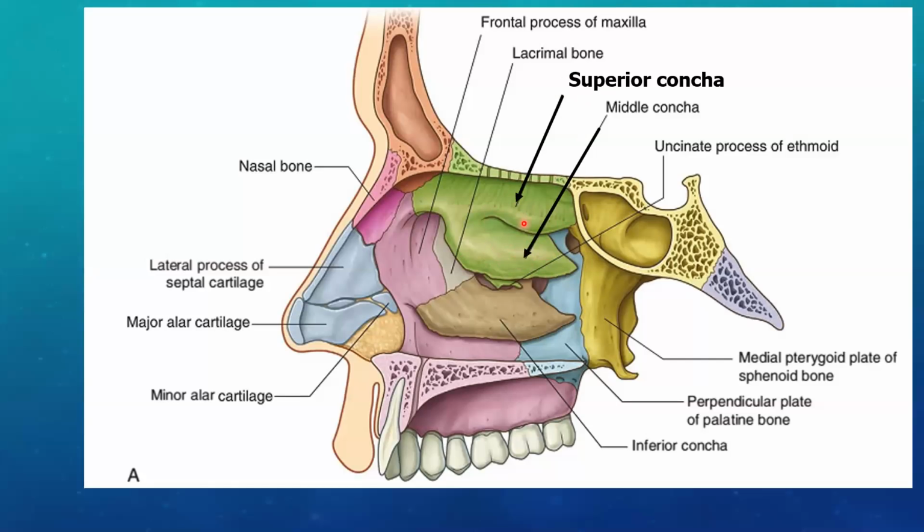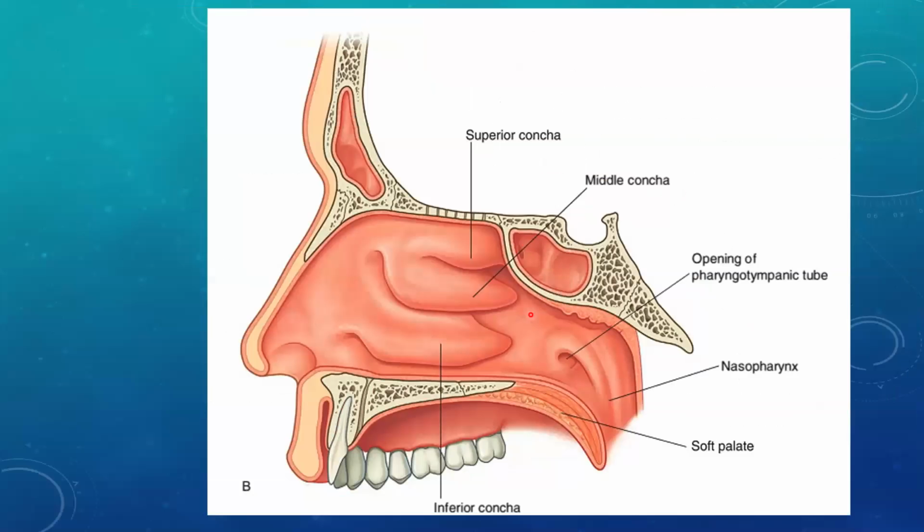So they are colored green. All bones have been colored different colors. This is your superior concha and middle concha. These are projections from the ethmoid bone. And below, the third one is a separate bone, which is your inferior concha. So there are three projections on the lateral wall known as the conchae. The first one is the superior concha. This one is the middle concha, and below, the third one is your inferior concha. Superior concha, middle concha, and inferior concha.